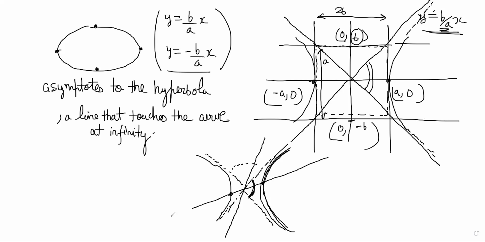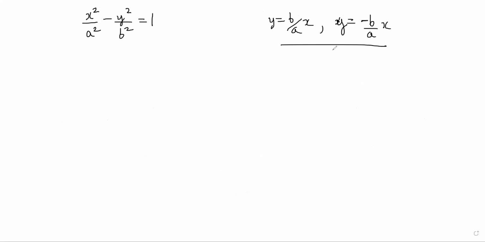So if you think about it, let's say my equation of the curve was this, the standard hyperbola, and y is equal to b by a x and y is equal to minus b by a x are the two asymptotes, then you can easily say that this is y by b minus x by a is 0, and this is y by b plus x by a is equal to 0.